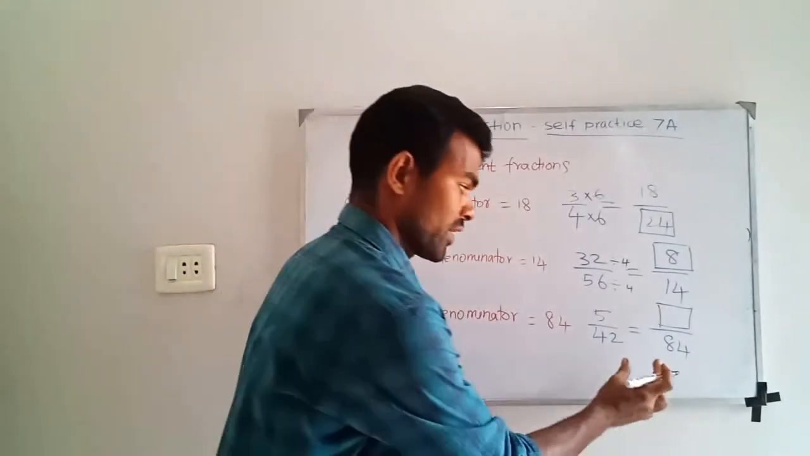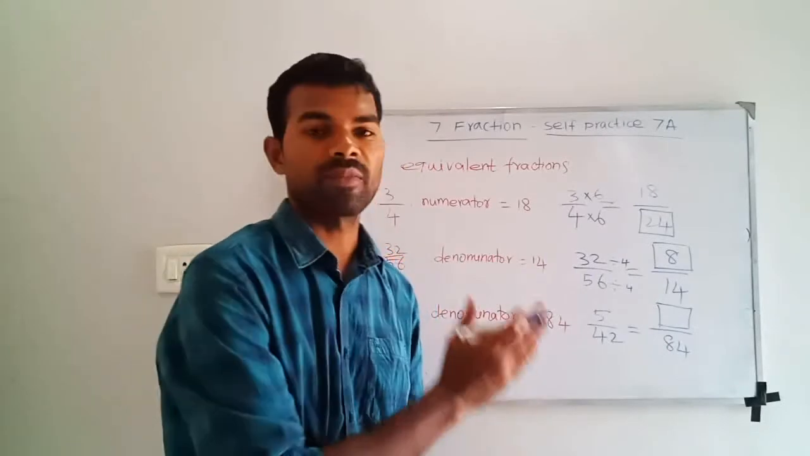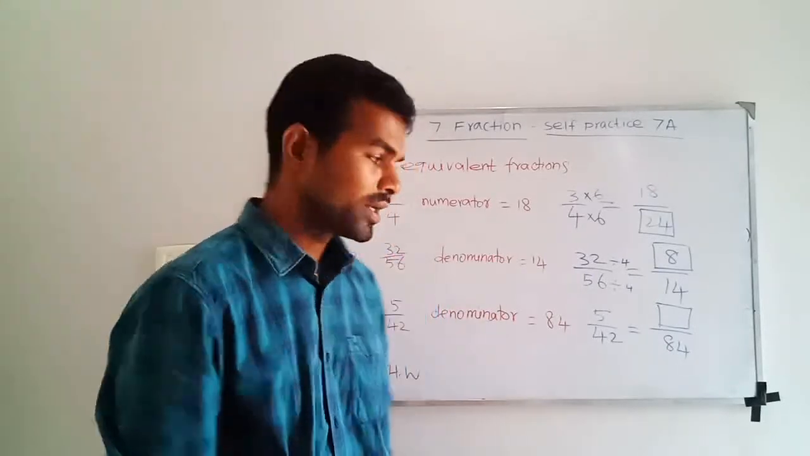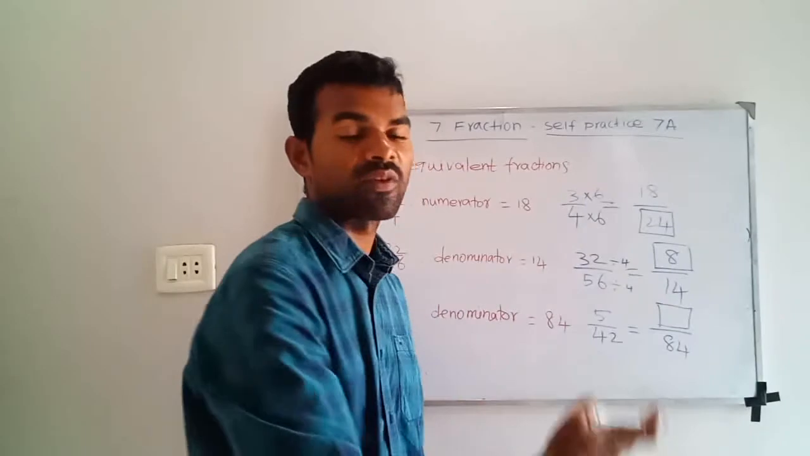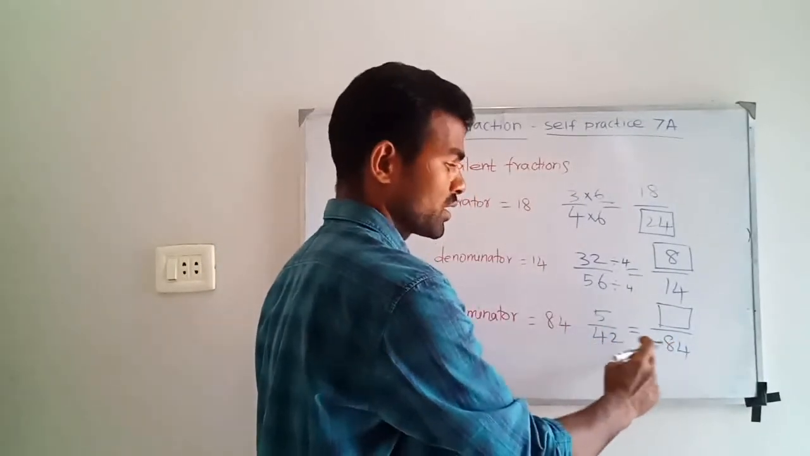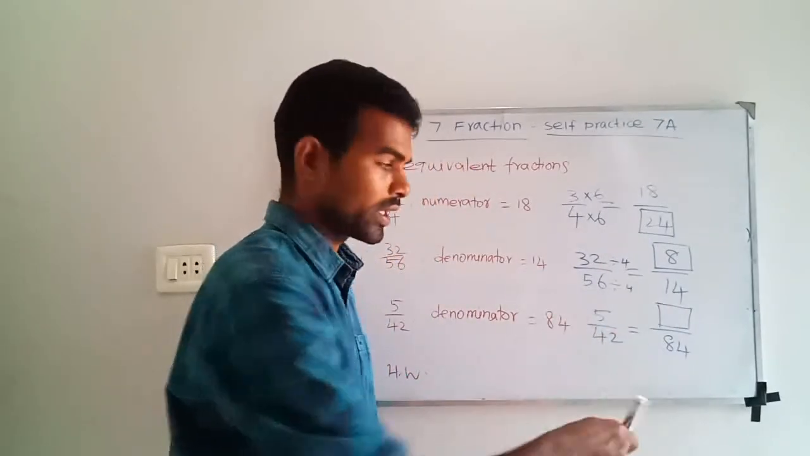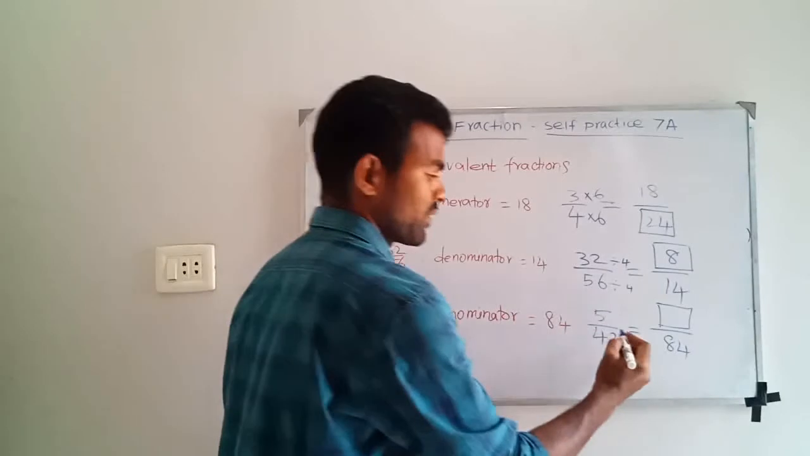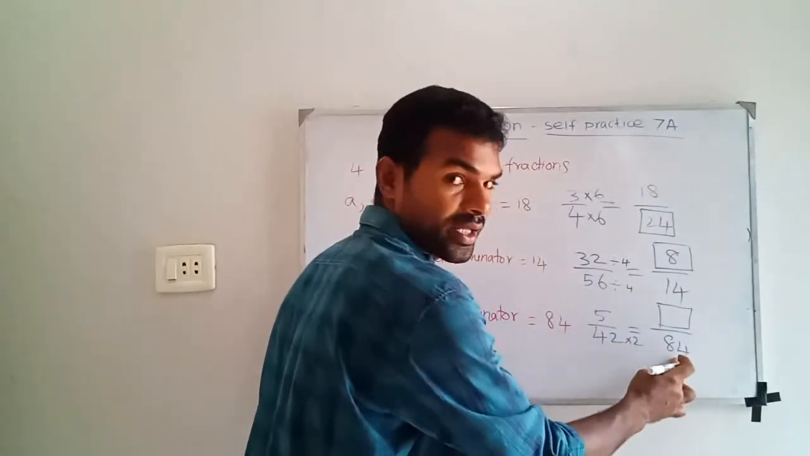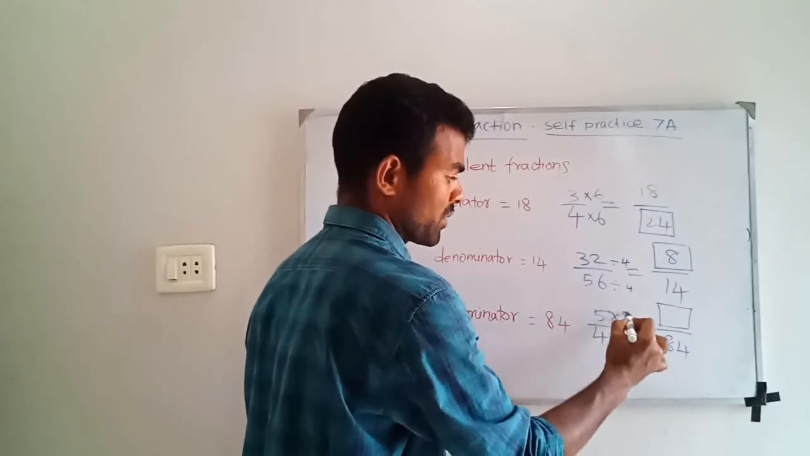So you can guess when comparing these two numbers whether it is multiplying or dividing. See this small number and big number. If you multiply only, you are getting a big number. So 42 multiplied with 2, you are getting 84. So if you multiply here by 2, the numerator also you have to multiply with 2.